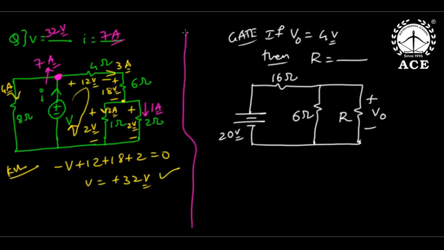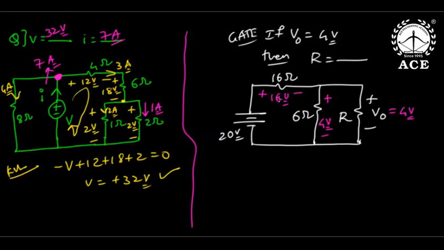Now see the right problem. If V0 is 4, R is how much? If V0 is 4 volts, automatically this is also 4 volts because both are parallel. Out of 20, these parallel branches share 4 volts. Out of 24 volts, this has to be 16 volts. By KVL, out of 24 volts drop, the remaining 16 should come here.